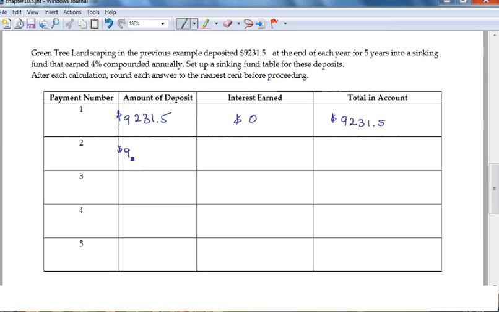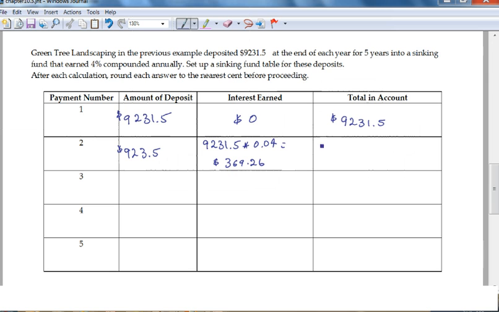So every year they make the same amount. But then they're going to earn some interest based on this amount already deposited from last year. At the end of the second year they will earn an interest based on this $9,231. So I'll take $9,231.50 and the interest multiplied by 0.04. That will give me an interest of $369.26.